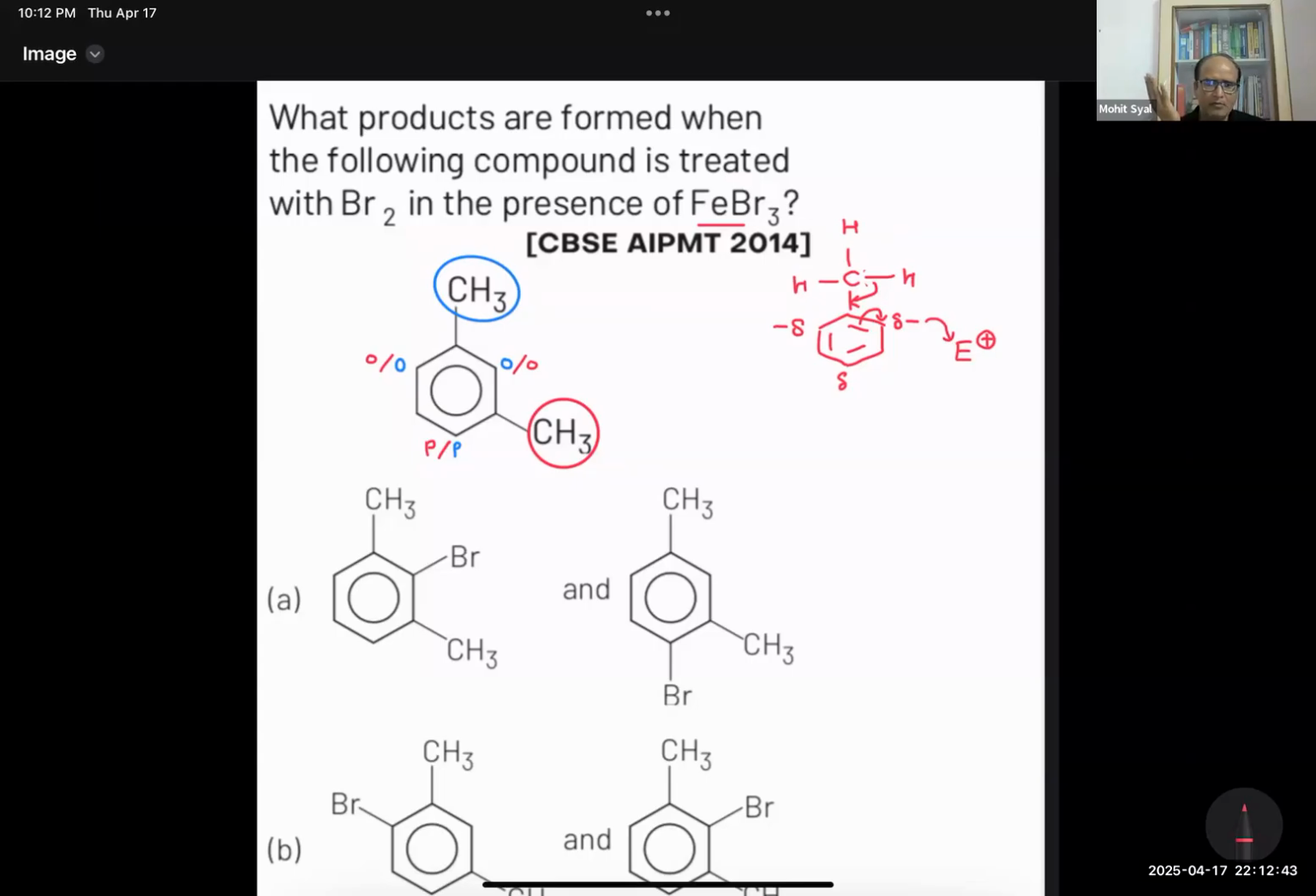But there is one thing you need to keep in mind. Here the electrophile is Br plus, because Br minus is being taken away by FeBr3. So never attach the group in the middle of the two groups. This is the least likely to happen.